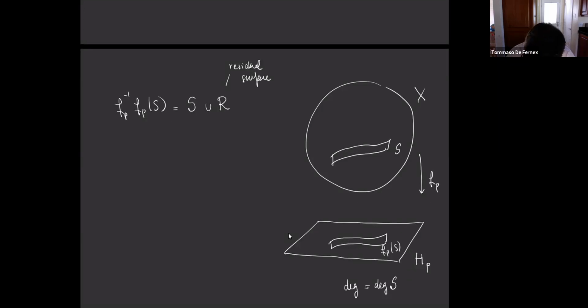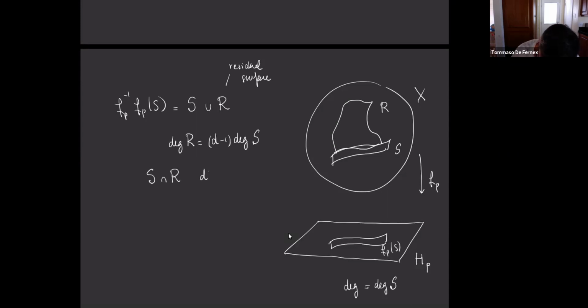So it will be some other surface R here. What you notice here, so first of all, what is the degree of R? The same argument as before is telling you this is d minus 1 times the degree of S. Another thing I want to notice here is that now S intersect R has dimension 1. Okay, so it's some curve here.